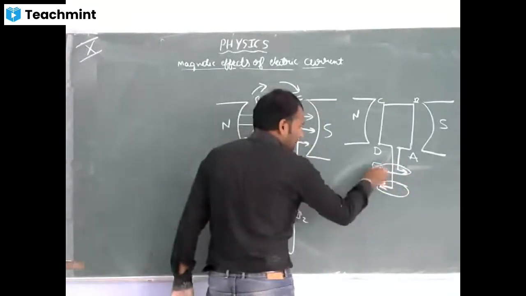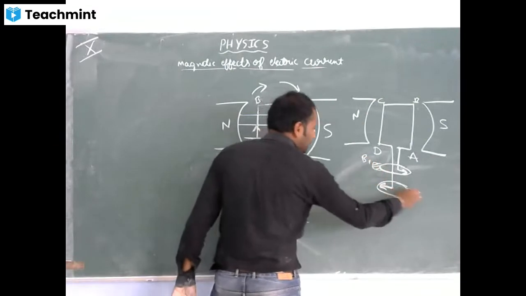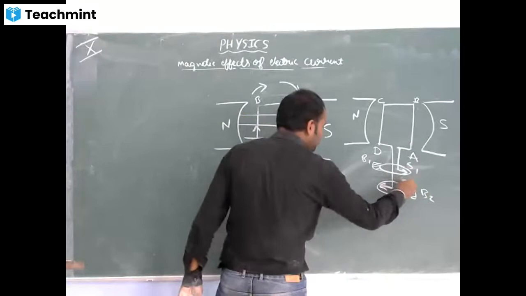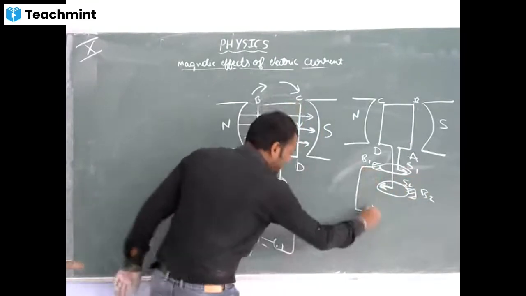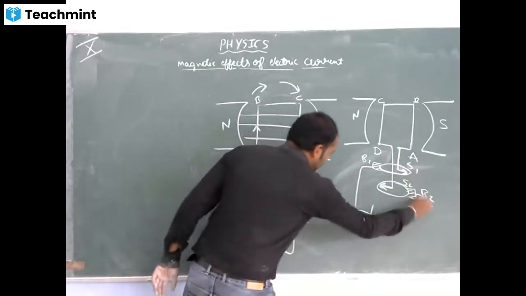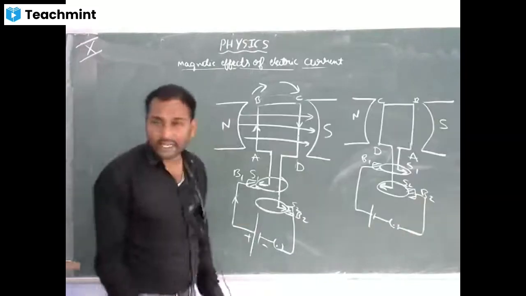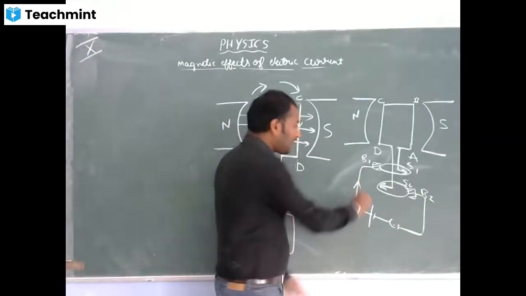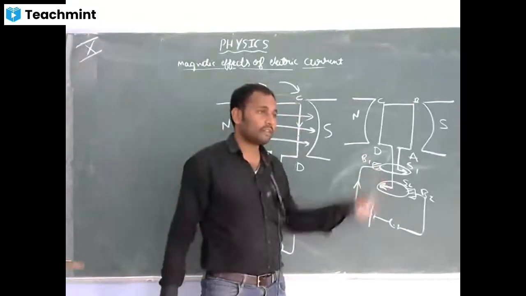This is carbon brush B1. This is carbon brush B2. This is slip ring 1. This is slip ring 2. This is connected to positive of the battery, plug key, and this is connected to negative of the battery. Okay. So now current will start flowing again from the same direction.